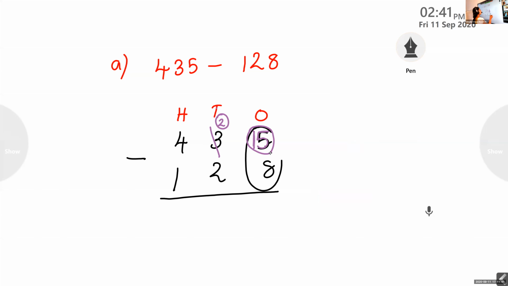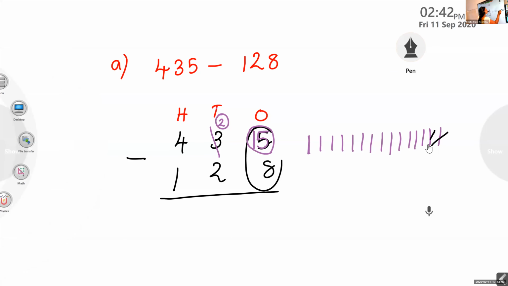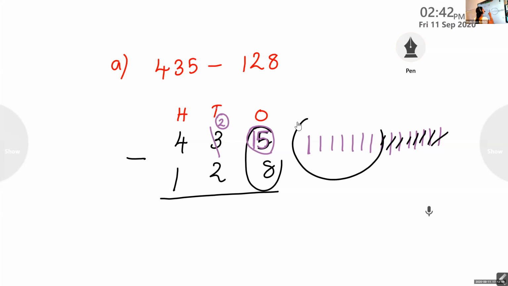You can use any method that you have studied. Either you can write 15 lines: 1, 2, 3, 4, 5, 6, 7, 8, 9, 10, 11, 12, 13, 14, 15. Minus 8, so you cross out 8 lines: 1, 2, 3, 4, 5, 6, 7, 8. How many lines are remaining? 7 lines. That means 15 minus 8 equals 7.